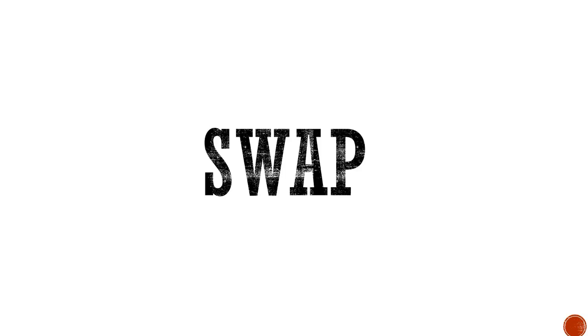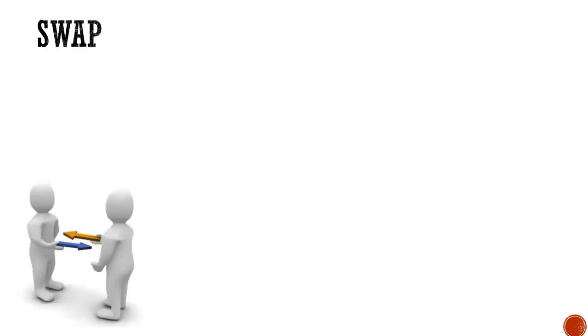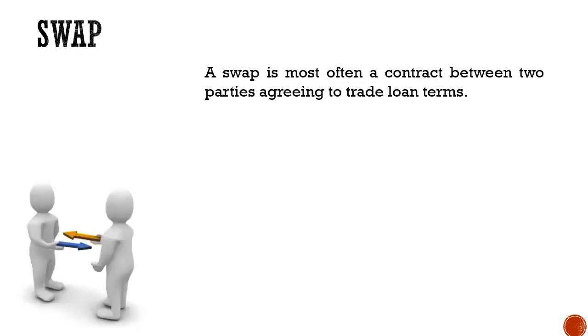Okay, the next topic or the next type of derivative that we need to learn is the swap. Now, what is swap? A swap is most often a contract between two parties agreeing to trade loan terms. Now let us understand this with the following example. Let's say first we are trying to understand the swap based on loan or term loan.